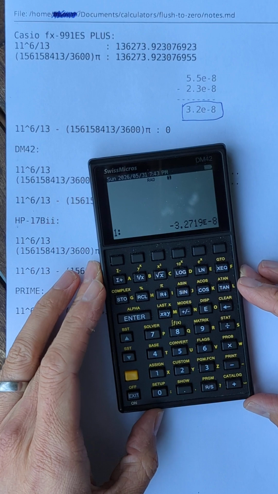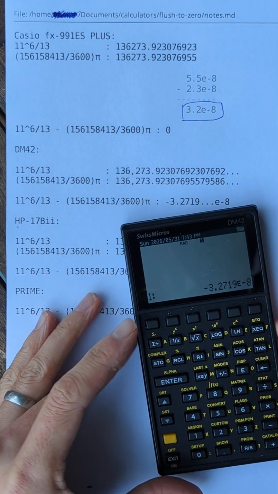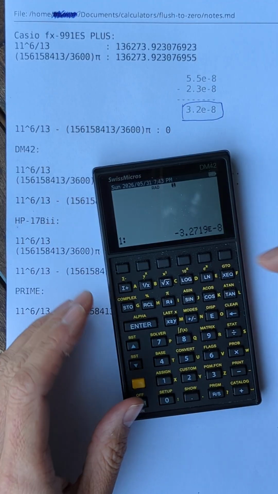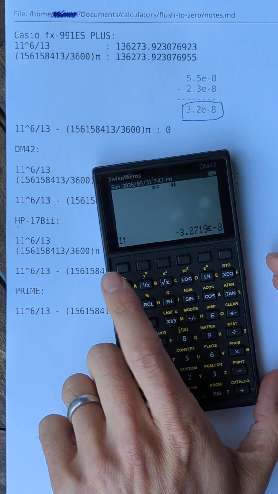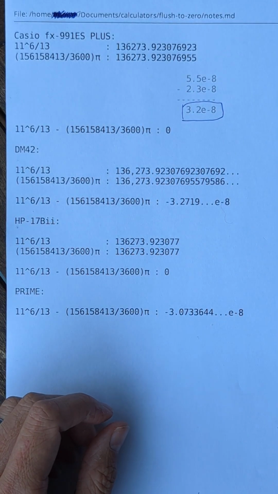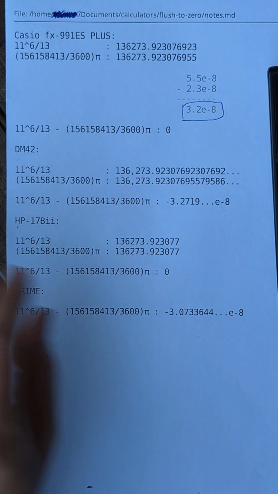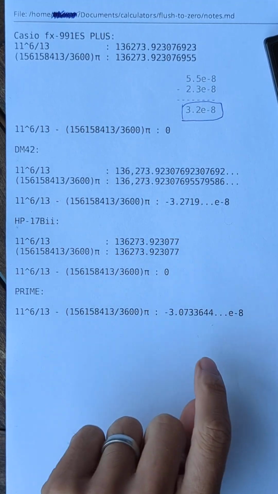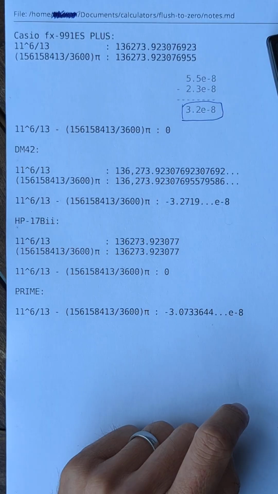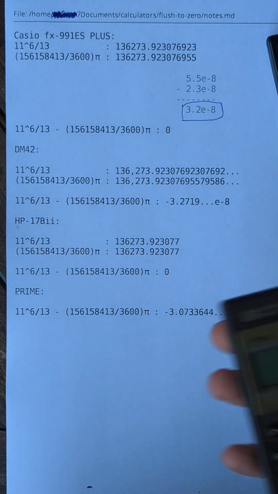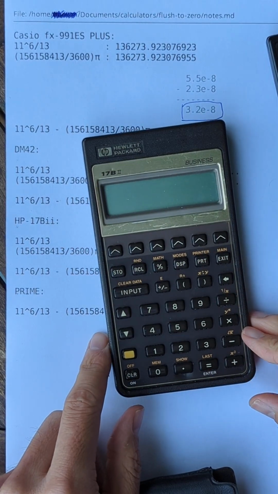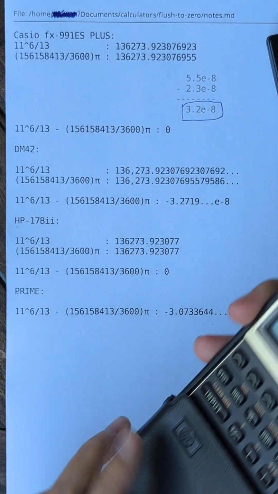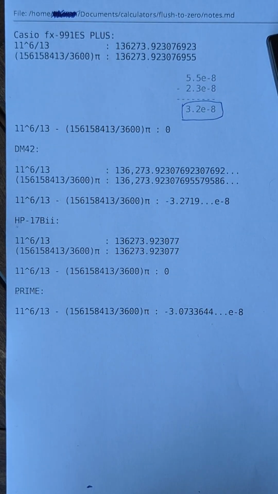So if I subtract these, I get this value here, 3.27 e to the minus 8. That's the exact difference essentially between these two expressions. So essentially, don't worry about this. This was me trying to recreate the Prime, which I know uses the same numerical engine as a 17B2, which is 12 digits available, 15 digits internal precision, but actually the Prime also has CAS as well, so it probably mixes that in a bit.